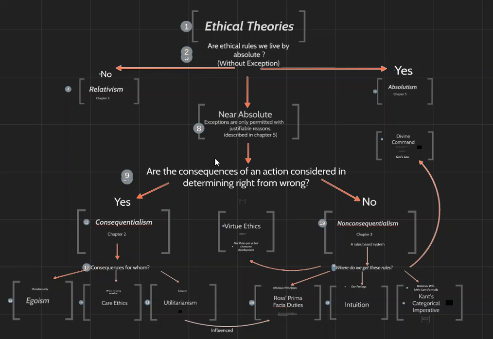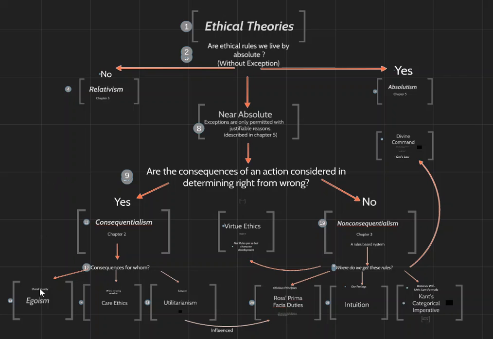Then we look at whether the consequences of an action are considered in determining right and wrong. This really separates our different philosophers who have brought us these moral theories. If we say yes, we should consider the consequences, that brings us over to consequentialism. Underneath that, we have egoism and care ethics and utilitarianism. And one of the things I did with this chart was notice that these are on the relativism side.